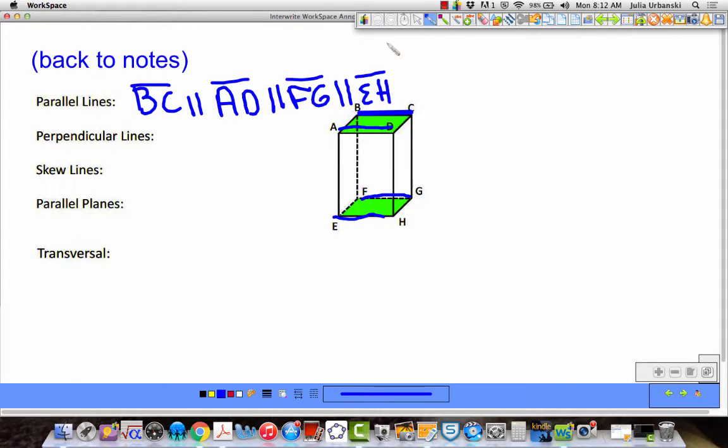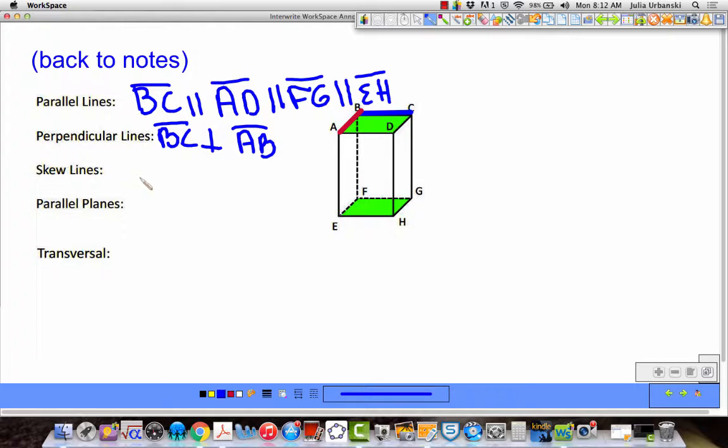Perpendicular lines. Now in this case, I'm going to stick with the BC there just so that we don't have to have all the possibilities. Find me a line that's perpendicular to BC. This is like a box, so all the angles are right angles. AB is perpendicular, that's right. BC, and here's the perpendicular symbol. BC is perpendicular to AB. This is the parallel symbol, this is the perpendicular symbol.